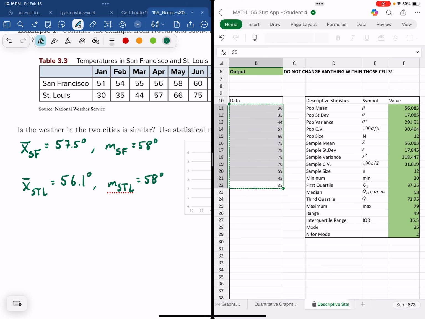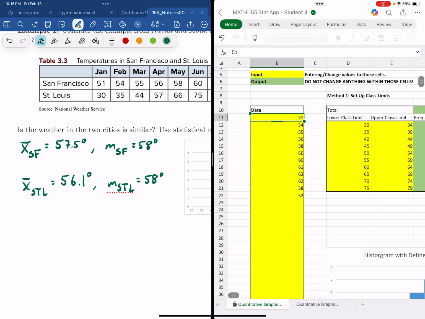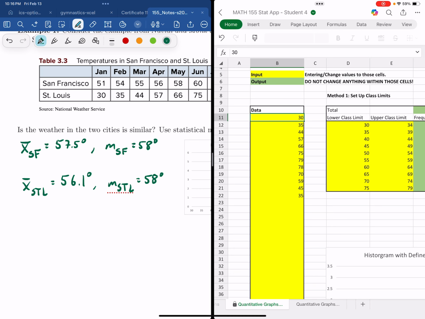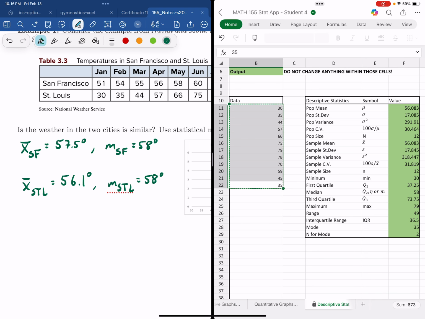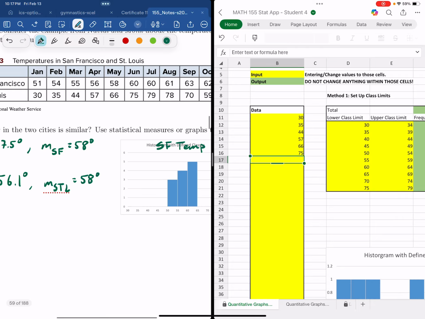Just copy this and paste it in the quantitative graphs histogram. We want to fix our lower and upper class limits so we get a sense of what's going on. Annoying. Hold on one sec. For some reason it's not letting us. Let's try that one more time. Copy, and then we paste. Please let us paste. No, it's not going to do that. Awesome. Anyway, I guess we have to enter the data in again. Enter this in enough times, I'll memorize what the temperatures are.